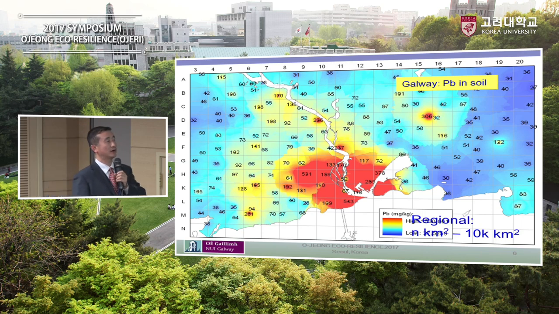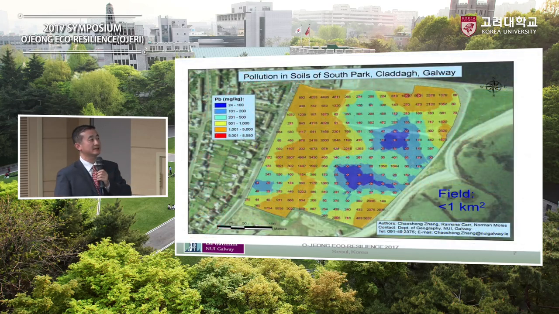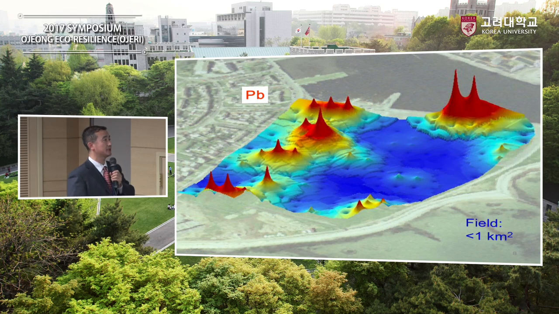And then this is also regional level. It's a city in Galway, a small city in Ireland. And this is at the field level, just within one land. It's a fairly small area. And we show it to non-academic people, to environmental managers, to show them that there is some pollution. I think that's the easiest way. But specifically, you can see the variation there.